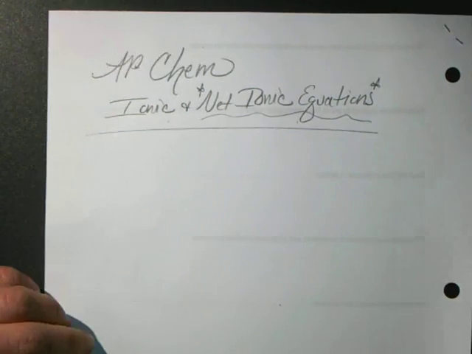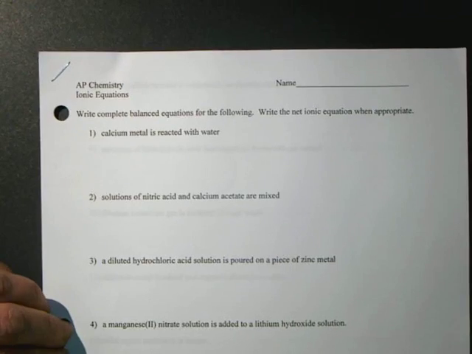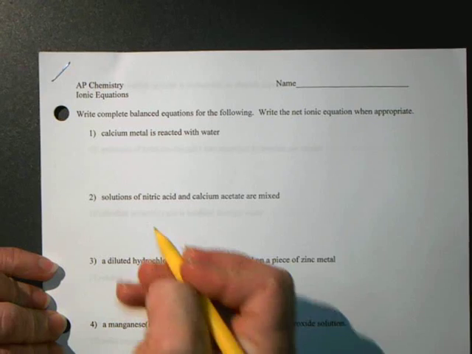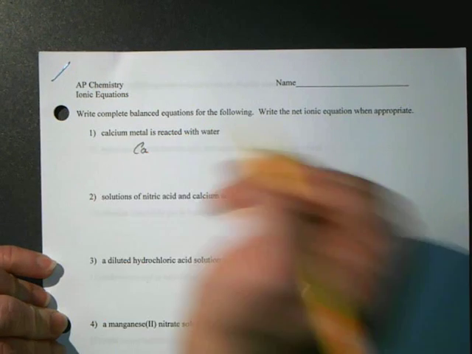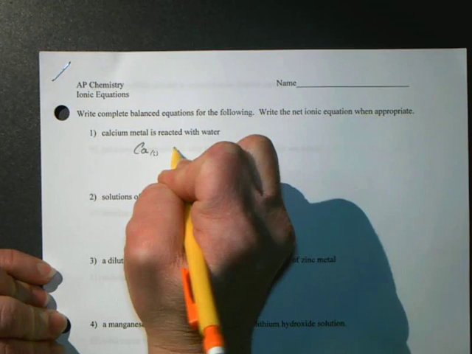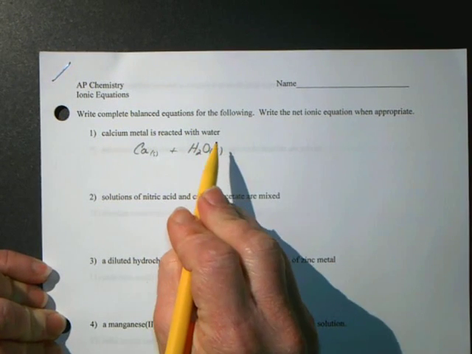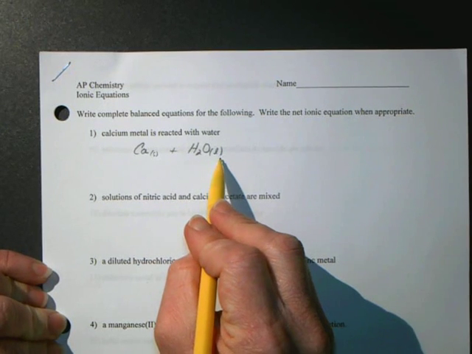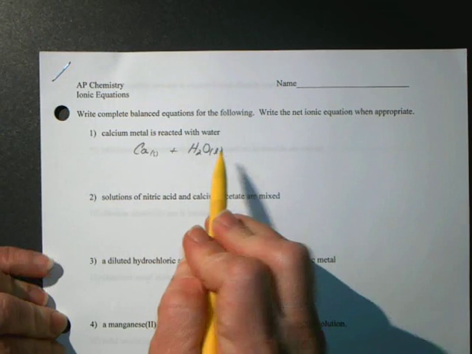So, to dig right in, these are some of the examples that I will use in our review session. Let's get the full equation first. Calcium metal is reacted with water. Unless told the exact experimental conditions, we definitely predict this is at room temperature and pressure. So calcium, solid, and water, liquid.